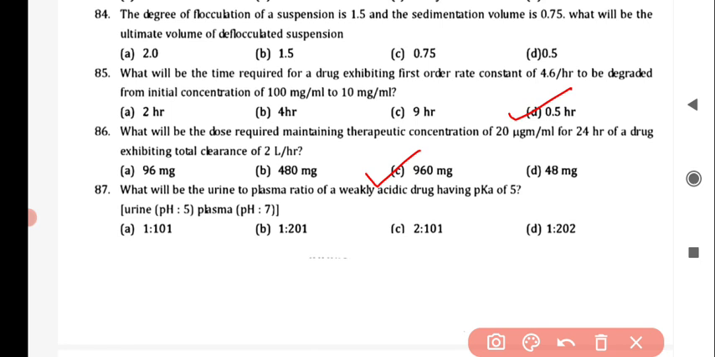Next question is, what will be the urine to plasma ratio of a weakly acidic drug having pKa of 5? Urine pH is 5, plasma pH is 7. And the correct answer for this question is option number B, that is 1:201.